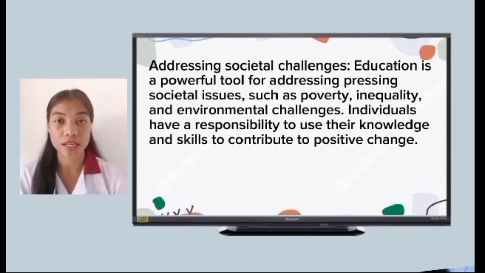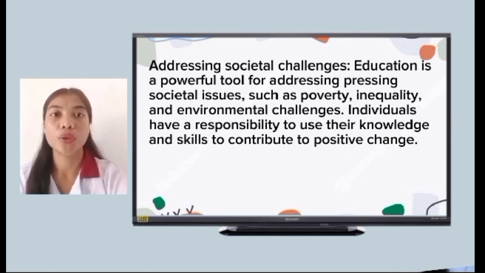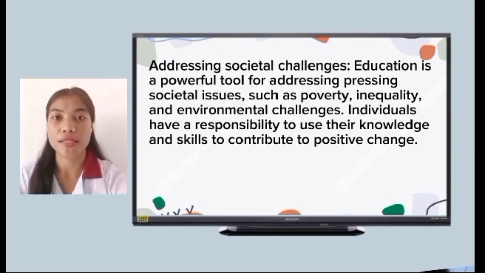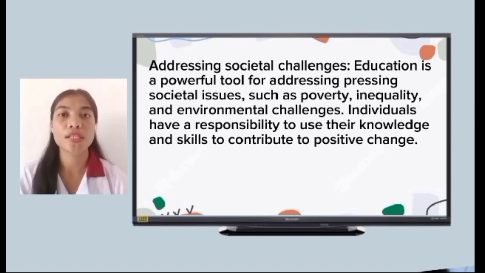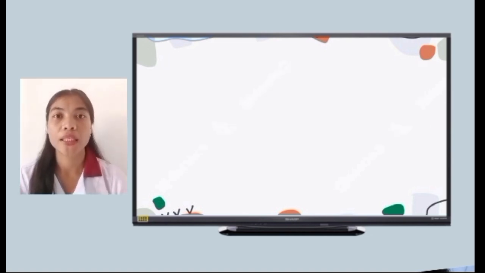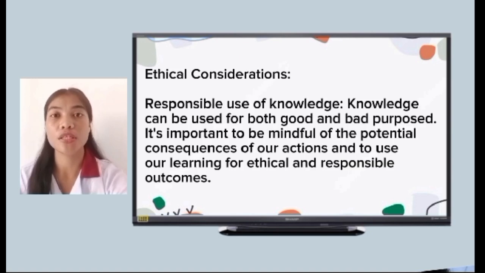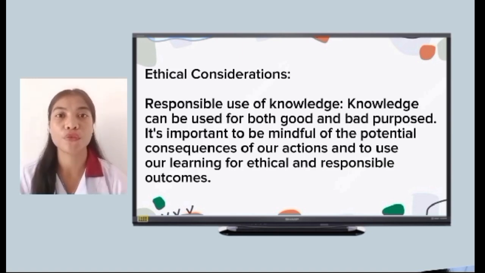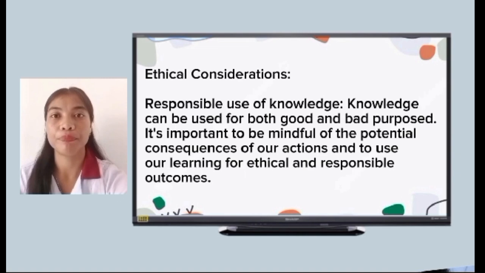Addressing societal changes: education is a powerful tool for addressing pressing societal issues such as poverty, inequality, and environmental change. Individuals have a responsibility to use their knowledge and skills to contribute to positive change. And ethical considerations also include responsible use of knowledge, respect for intellectual property, and avoiding plagiarism.